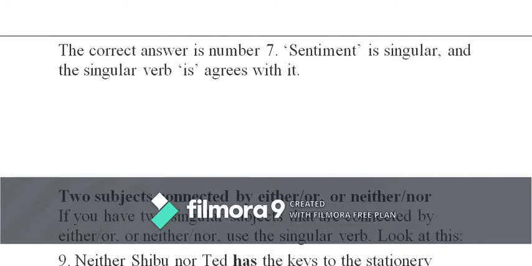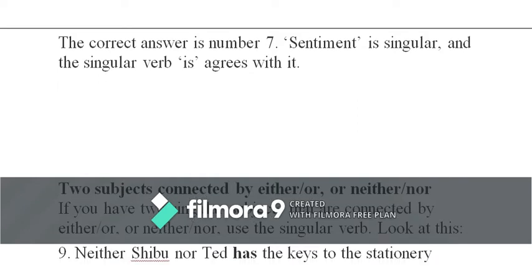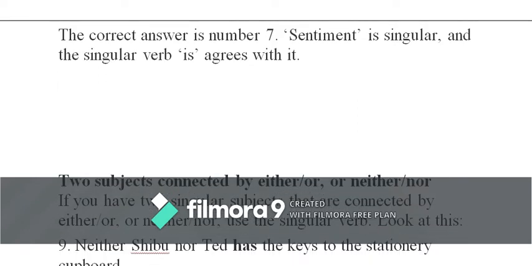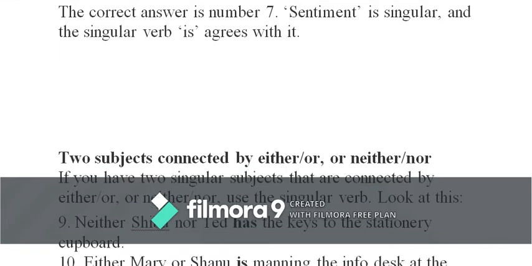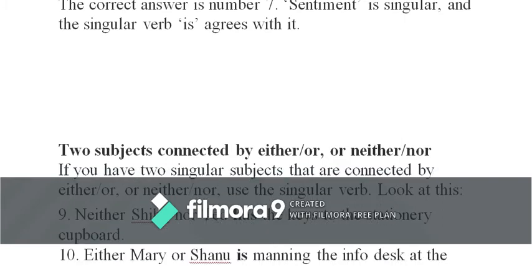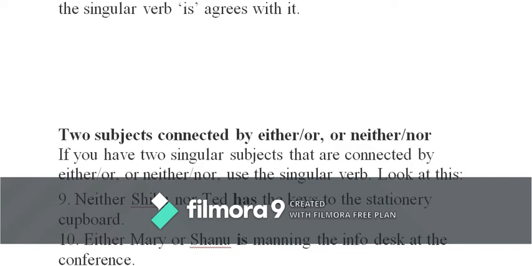Now let us see. Neither Shibu nor Ted has the keys to the stationery cupboard. Neither Shibu nor Ted. So I'm talking about Shibu separately and Ted separately, and I'm saying neither, that means no one has it. So has seems more appropriate. Either Mary or Shanu is manning the info desk at the conference. Manning means being physically present on duty.